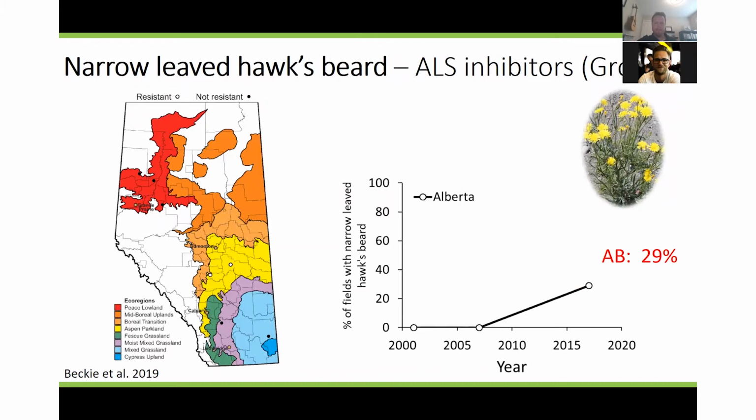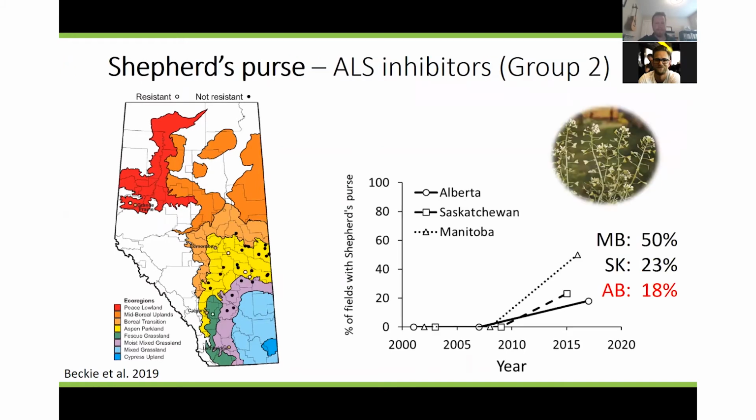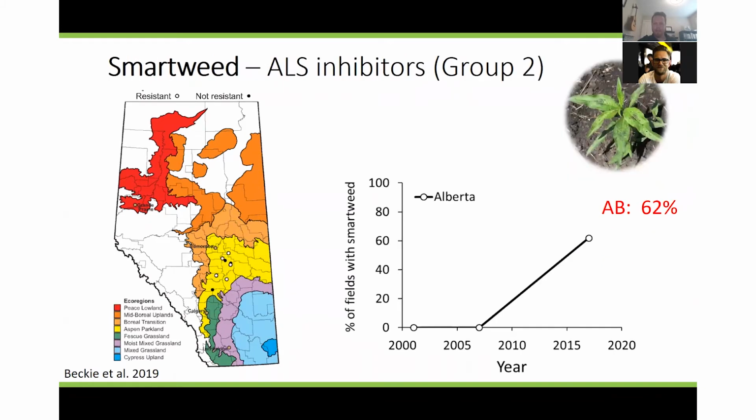Here's narrow-leaved hawksbeard at 29%, just on this recent last survey in 2017. Shepherd's purse, also showing up in the last survey across the prairie provinces. Smartweed at 62%, again, looking at the trends and the number of samples actually collected, there was a low number of samples collected, so I would take a grain of salt when interpreting the actual percentages here.